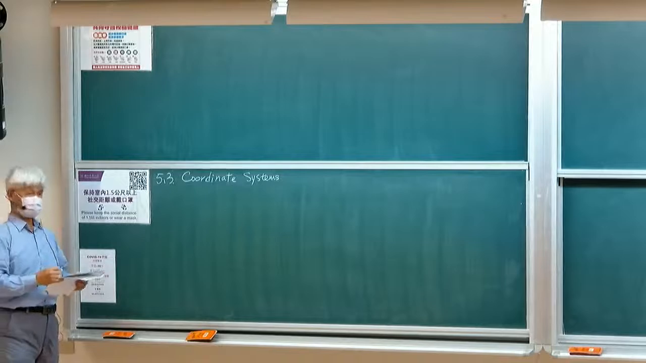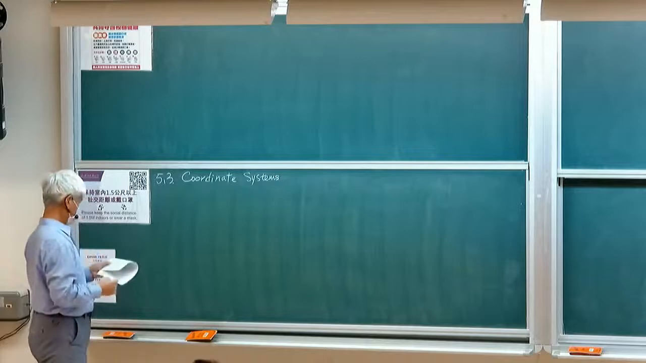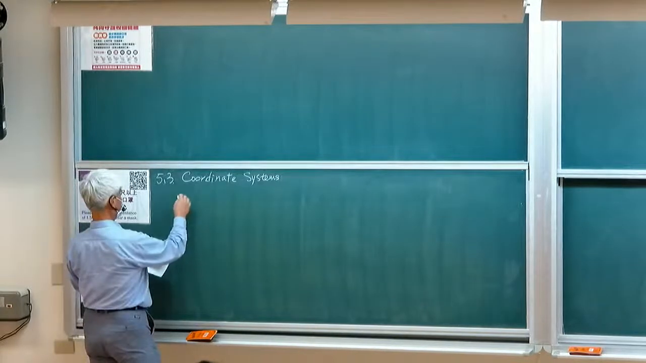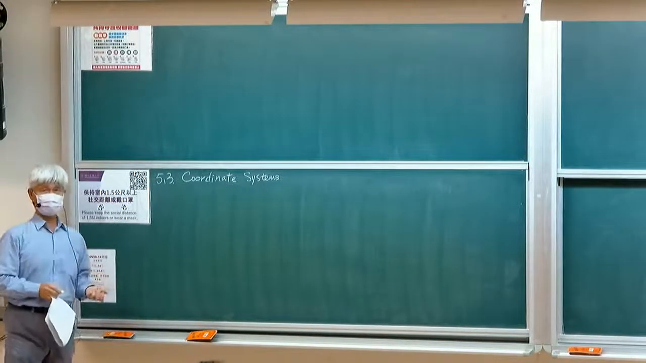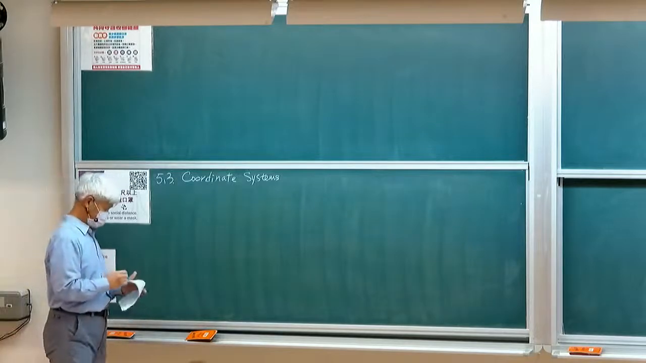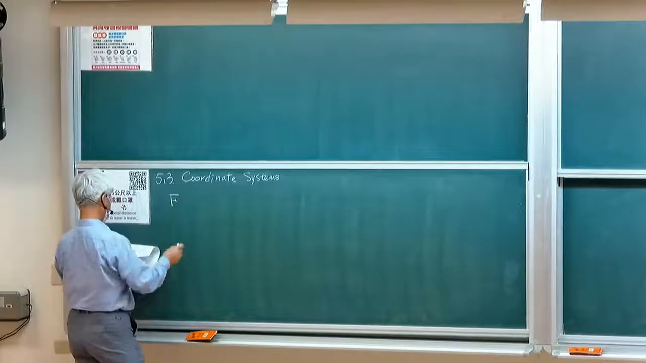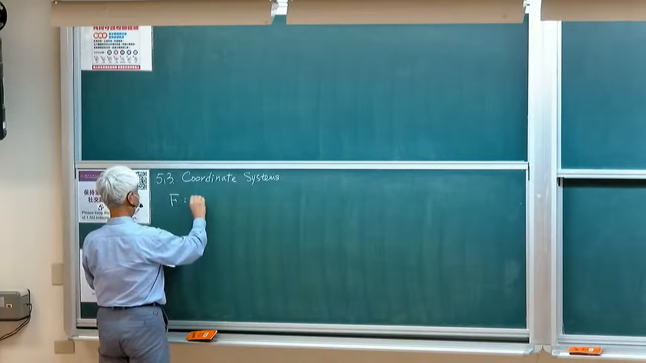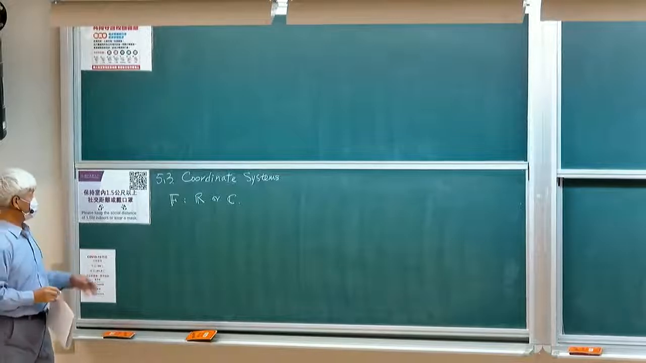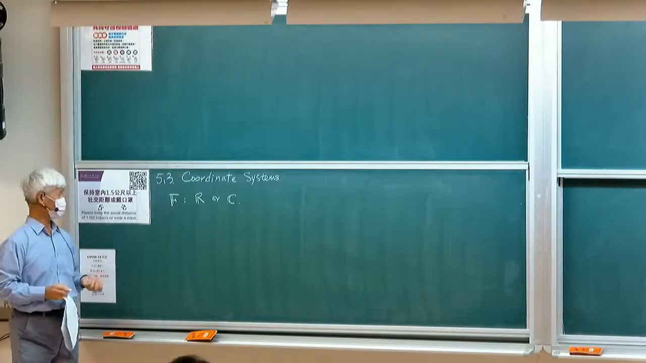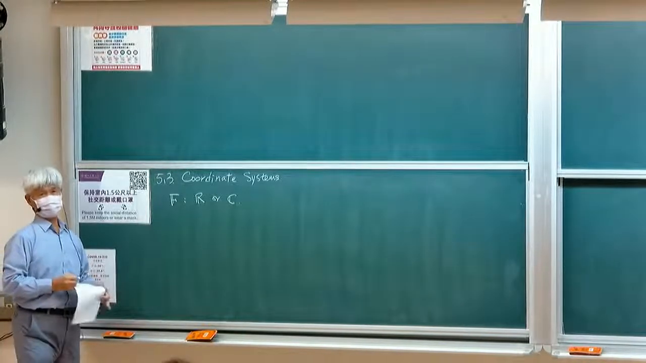Okay, so today we will discuss the last topic in Chapter 5, coordinate systems. Since our scalars can be real or complex, I would like to use F to be R or C. So whenever I mention F, it means that it's possibly just the set of all real numbers, or just the set of all complex numbers.